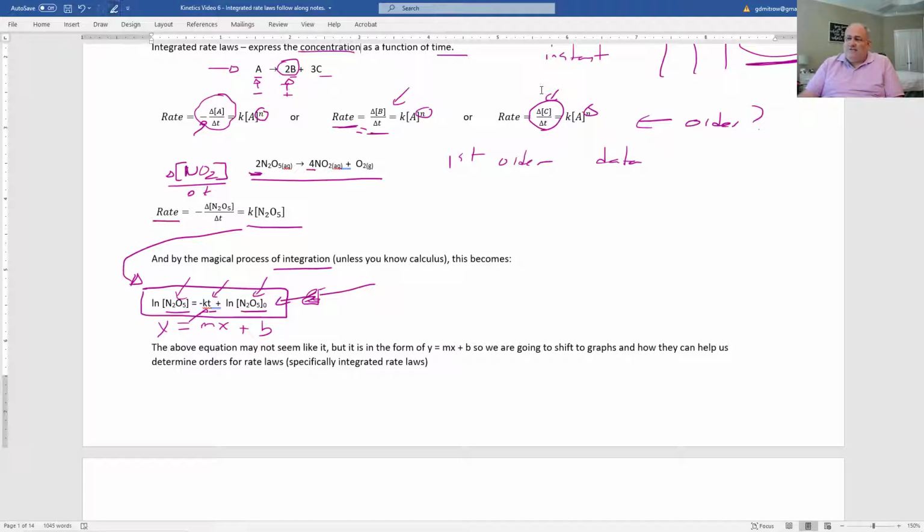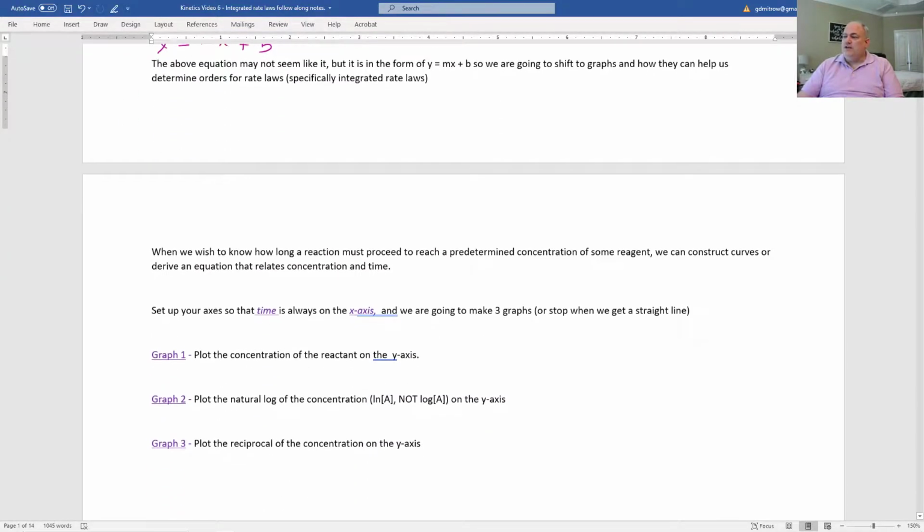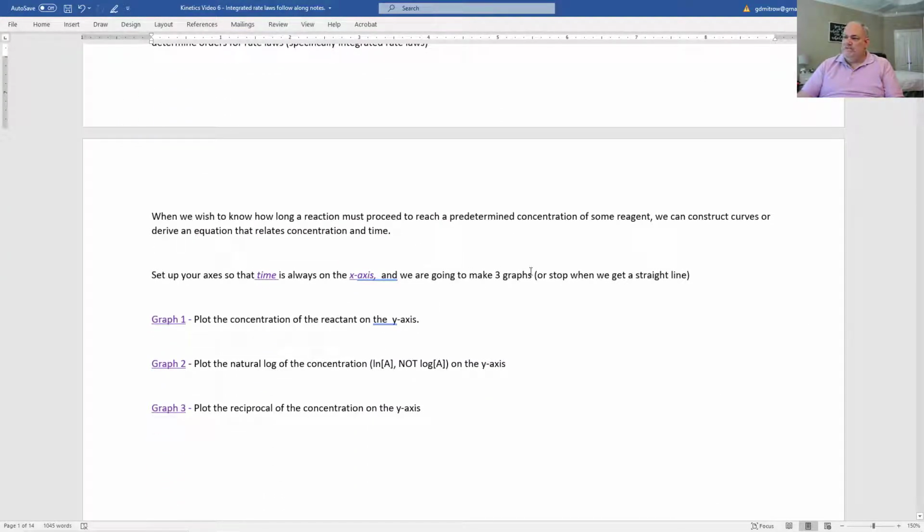But I want to go to graphs, because graphs will tell us what order our reaction is as well, specifically when we're dealing with integrated rate laws. So here's what I'm going to show you, and this is kind of a big deal. Whenever we want to know how long a reaction takes to reach a certain point, we can use graphs to do this. Whenever we're doing graphs, what you need to be aware of is that we're always going to put time on the x-axis, and we're going to plot three different things every single time until we get a straight line, because a straight line is going to indicate what type of reaction we have. And again, if this seems confusing, just hang in here with me.